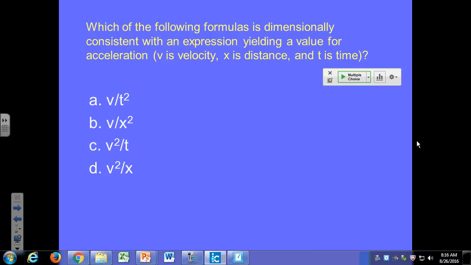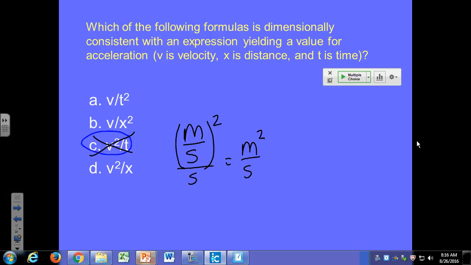Let's do a couple of these. Like let's do, for example, C. C is not the right answer, but let's do C. It's meters per second over seconds, but the V was squared, so this whole thing is going to be squared. I'm just showing you that. So this is going to be meters squared per second squared times 1 over seconds. So that's going to be meters squared per seconds cubed. So that's not correct.